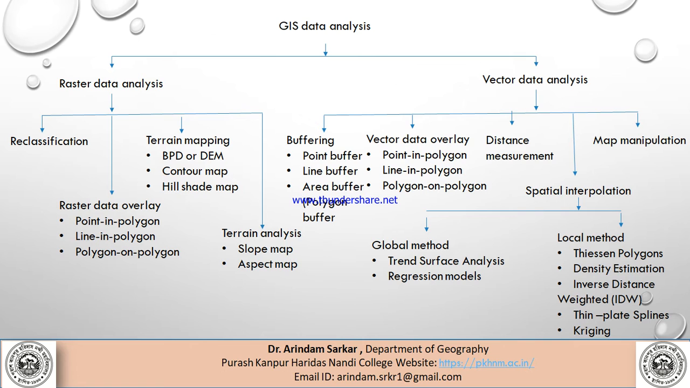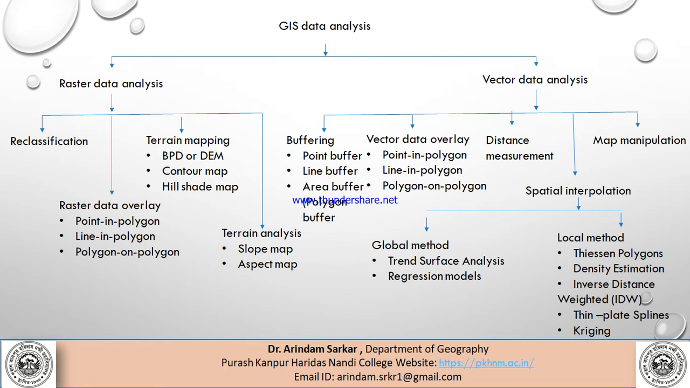Now, a brief view of GIS data analysis. GIS data analysis can be divided into two, that is raster data analysis and vector data analysis. Raster data analysis can be divided into four. One is reclassification, another one is raster data overlay, third one is terrain mapping, and fourth one is terrain analysis. Raster data overlay can be divided into three: point in polygon, line in polygon, polygon on polygon. Now, the terrain mapping.